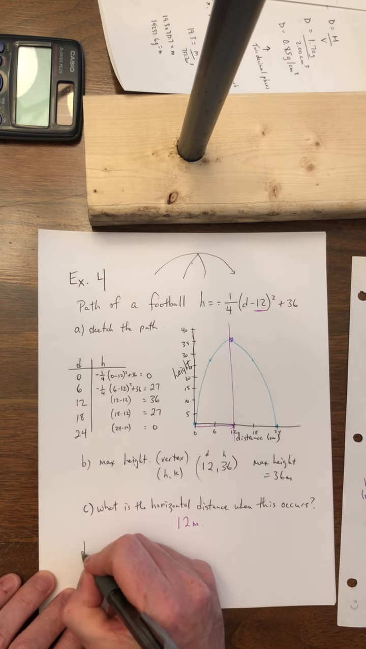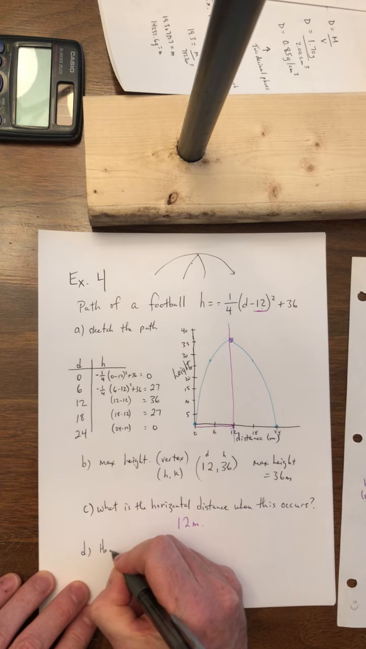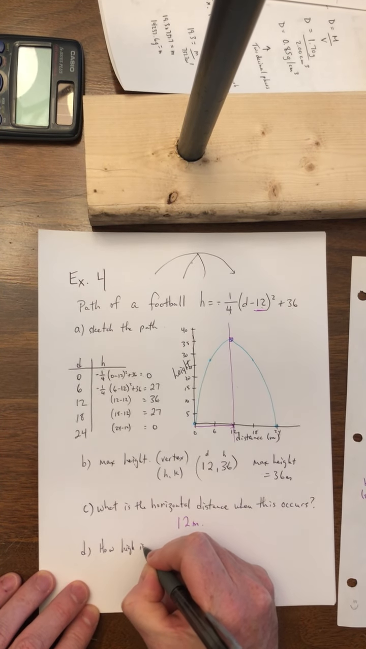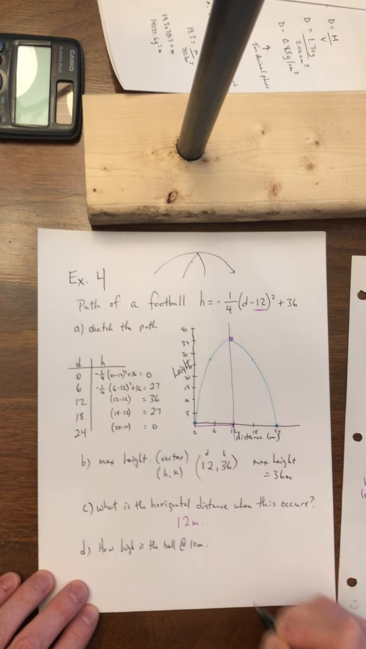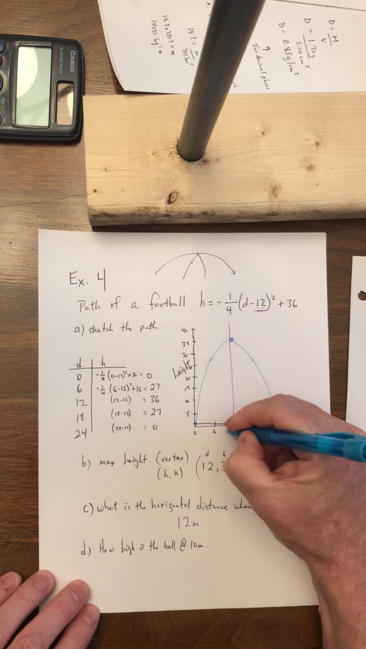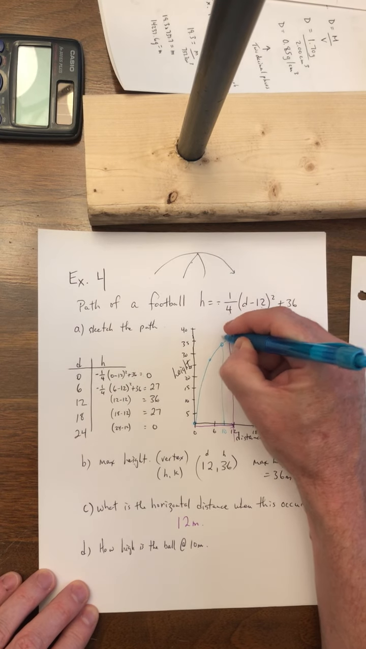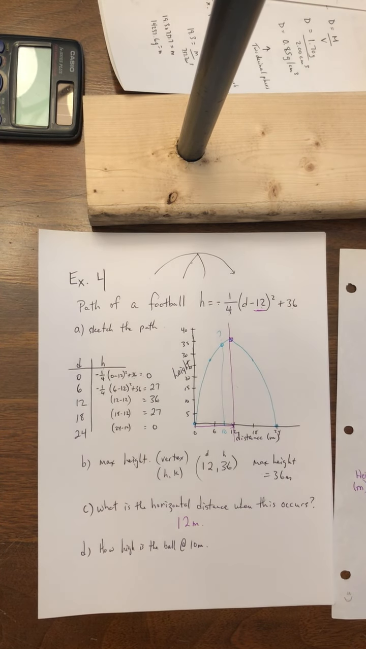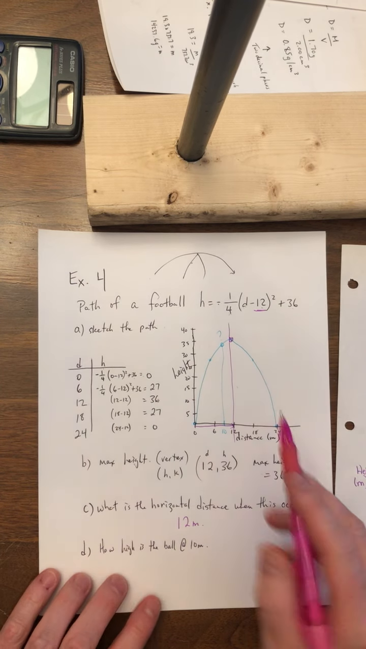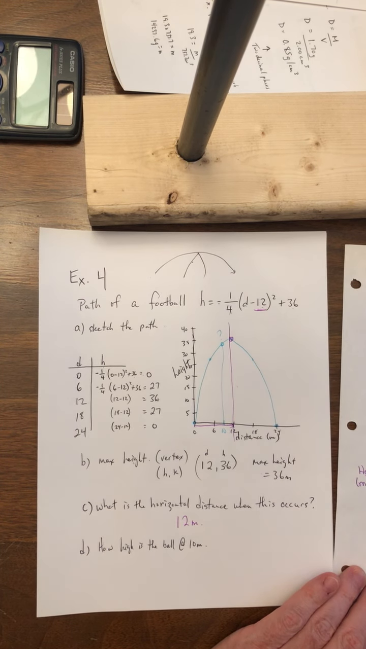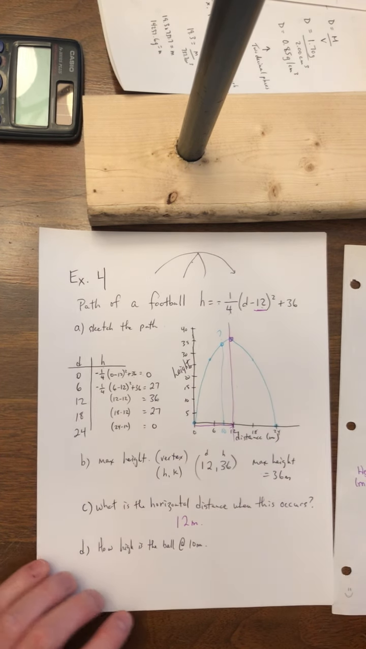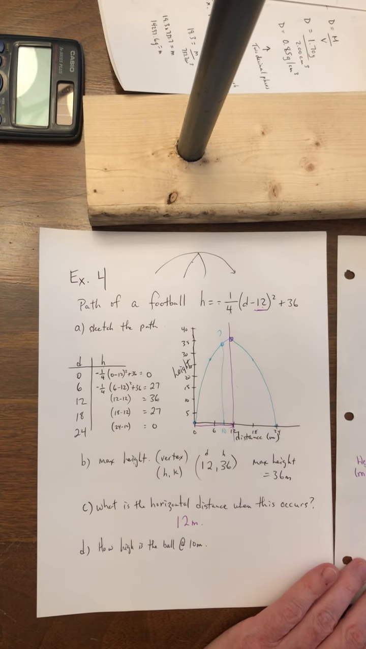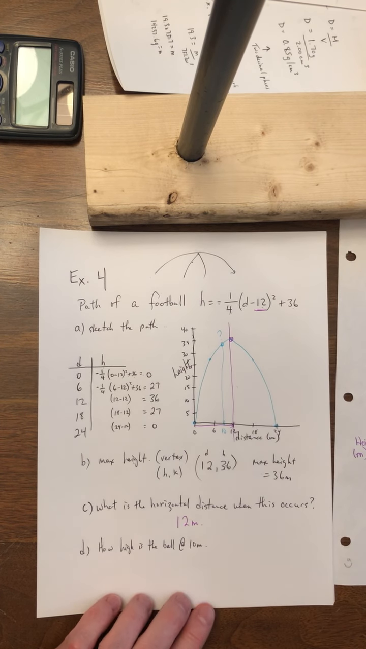Here's a question for you. How high is the ball at 10 meters? So at 10 meters here, how high is that ball? And we are not going to read it off the graph. That's not accurate. That could be 34 point something, 35, I don't know. So we are going to use our formula.